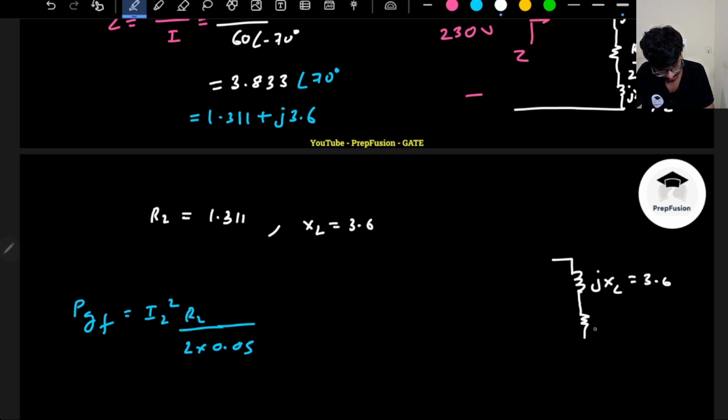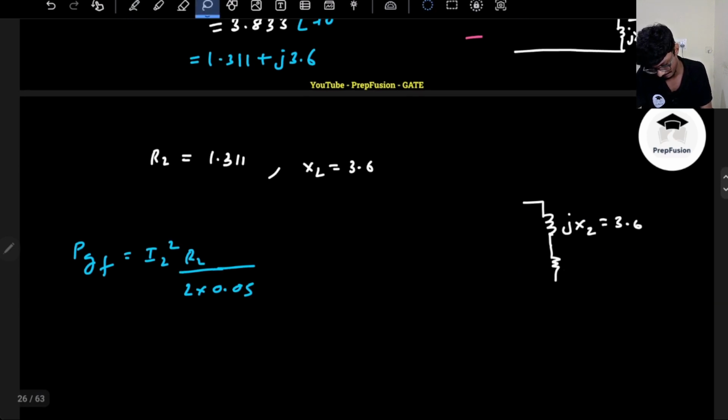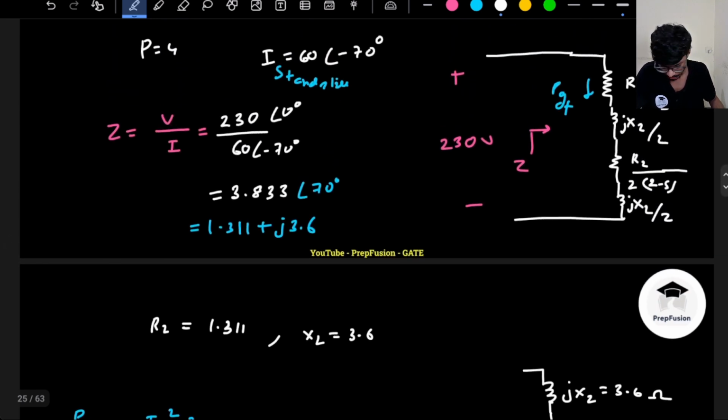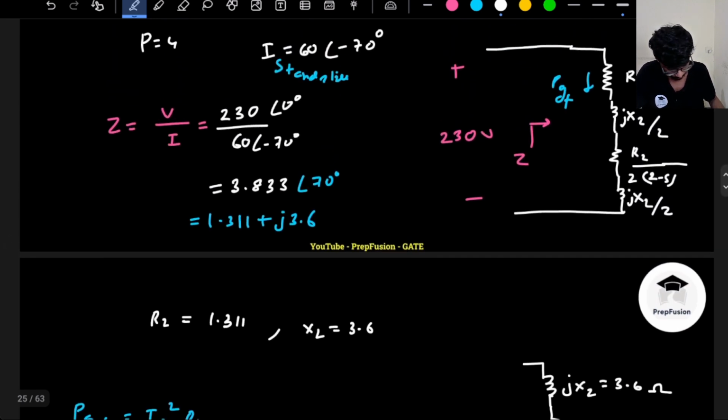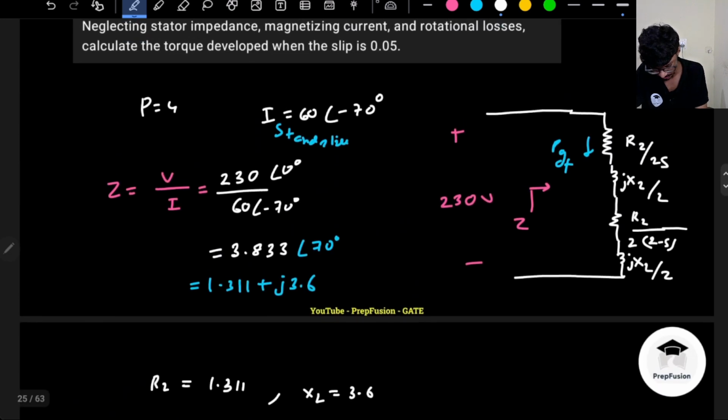Now what about this resistance? So I will have a resistance which is the forward field. So this is basically R2, R2 is 1.311 divided by 2 and divided by 0.05. So this is 13.11 ohm. This is the forward field resistance, right here, this one.